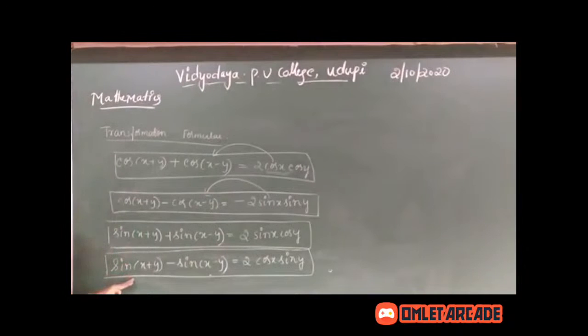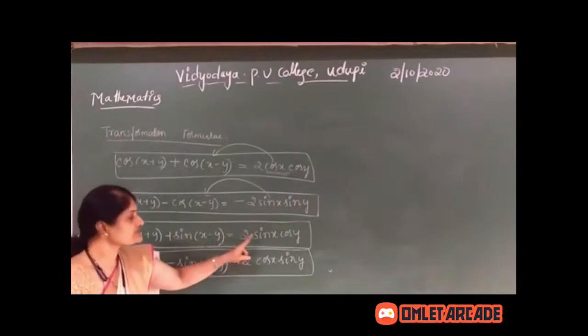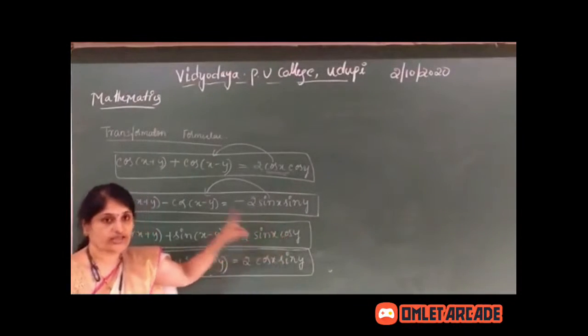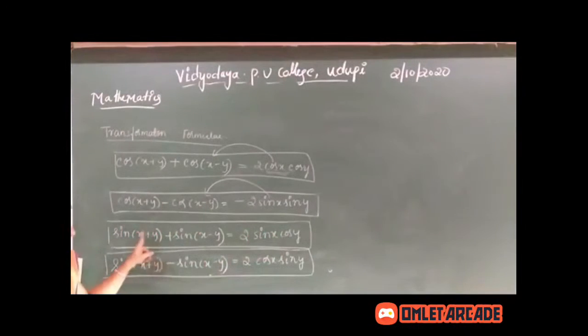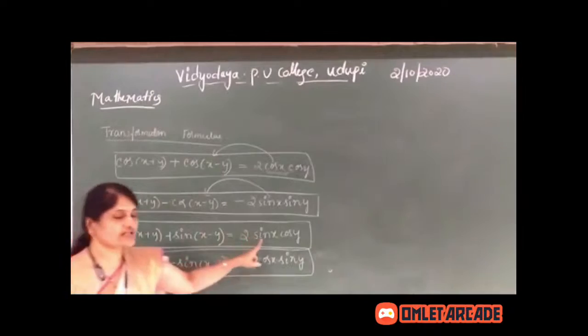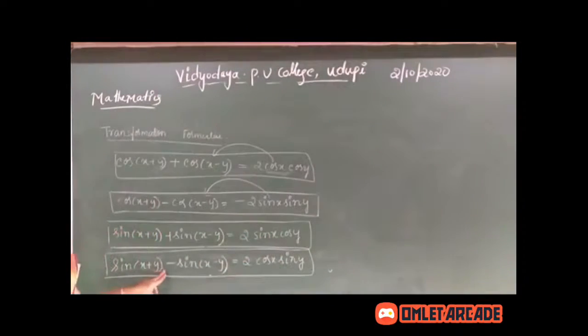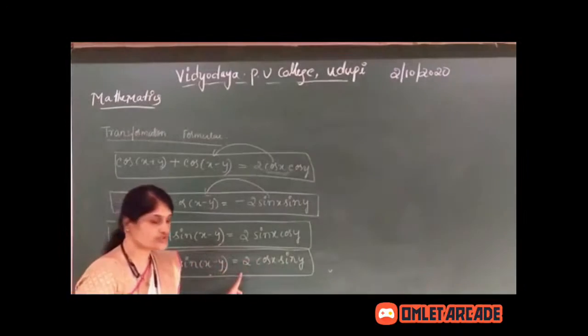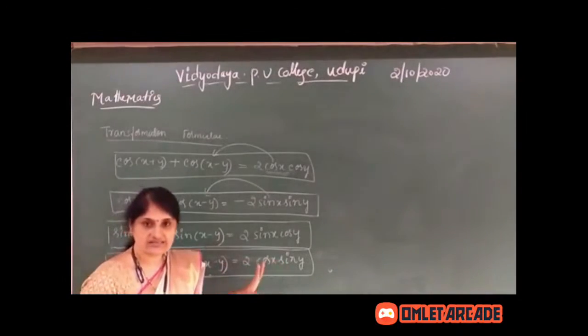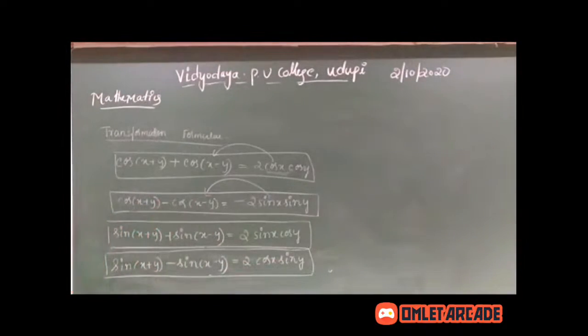And how are you going to remember this too? Sin of x plus y plus sin of x minus y is 2 sin x cos y. So when you add these two, sin x comes first: 2 sin x cos y. When you subtract, cos comes first, so it is 2 cos x sin y. Is that clear? So all these four are very important.